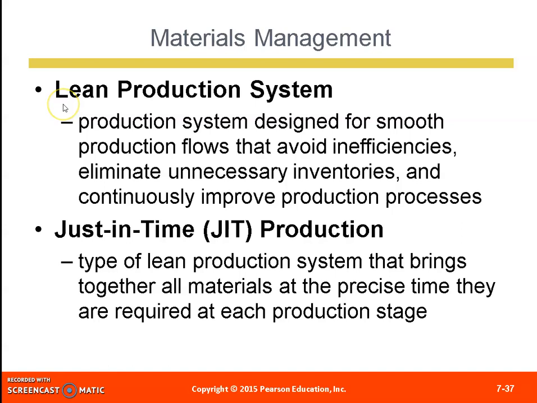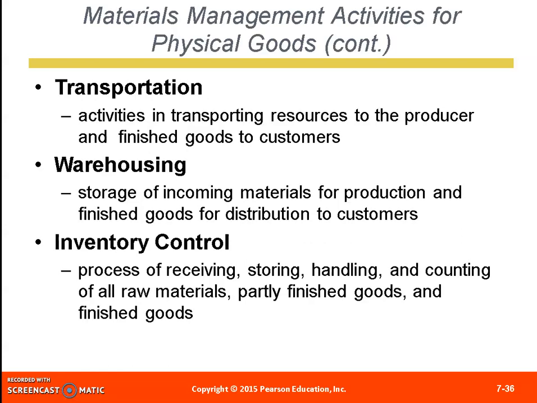So that's why scholars have introduced the lean production system: a production system designed for smooth production flows to avoid inefficiency and to eliminate unnecessary inventories. Let's say you just require 500 screws, why should you order 1,000? Unnecessary inventory. And continuously improve production processes, because warehousing just now is a very expensive thing to have. Because if you want to store it, you need to have a warehouse, and then you need to control it if you ordered a lot.